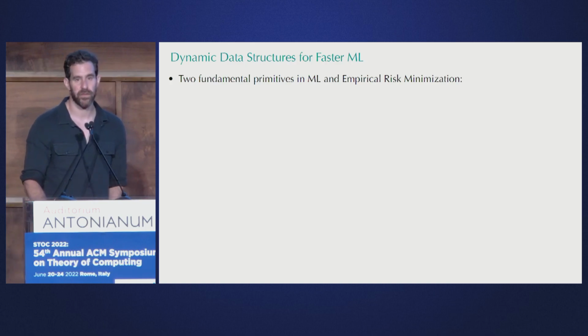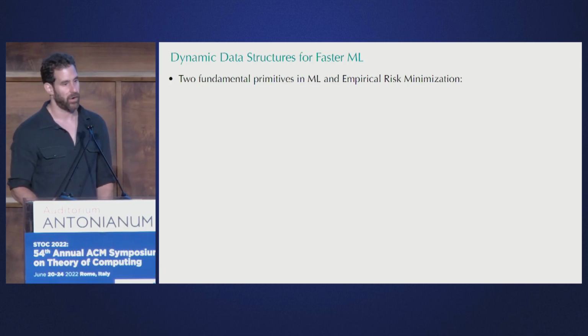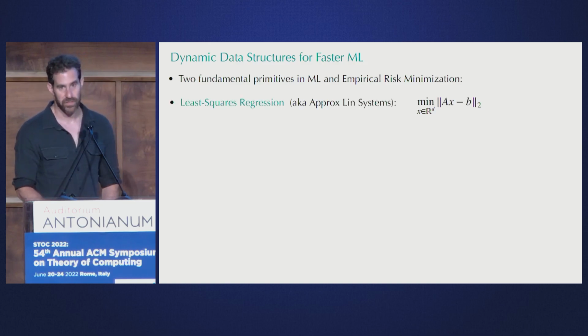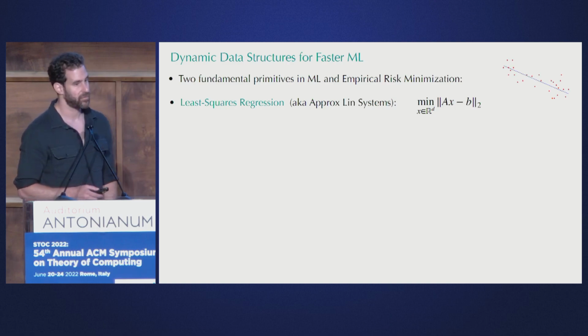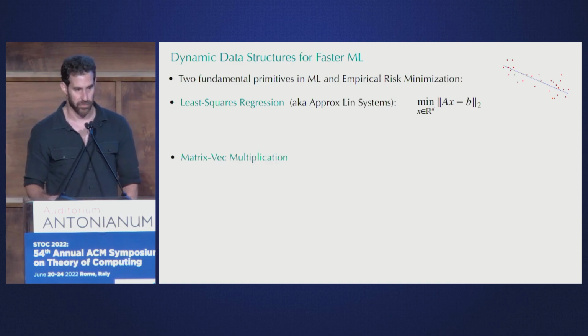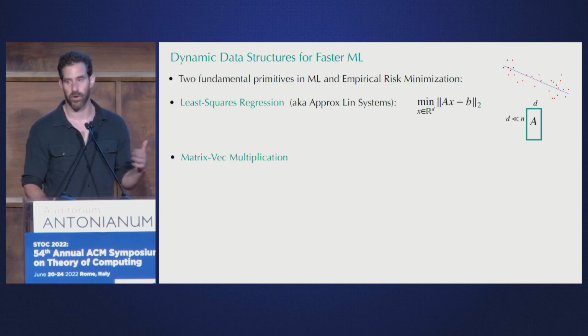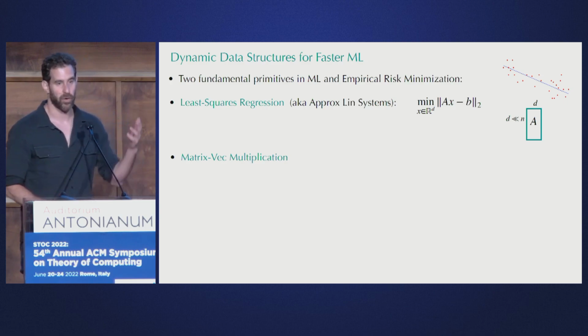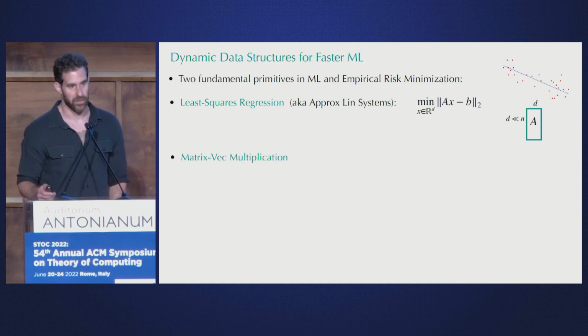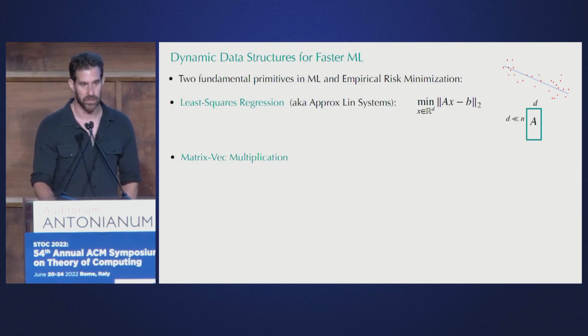So two of the most popular primitives in almost any empirical risk minimization problem or machine learning task you can think about are the problems of least square regression, aka approximate linear systems, and the problem of matrix vector multiplication. So in the first problem, we are given a tall, over-constrained data matrix where you can think of the rows as the training set examples, along with a label vector B, which is kind of the classification of each example. And our goal is to approximately solve the underlying linear system.